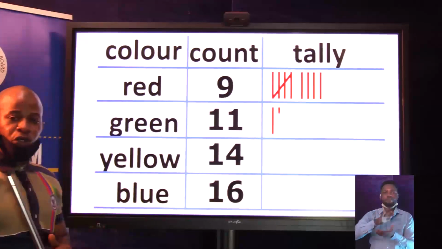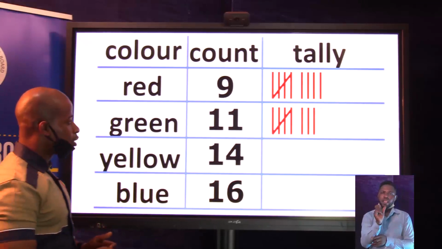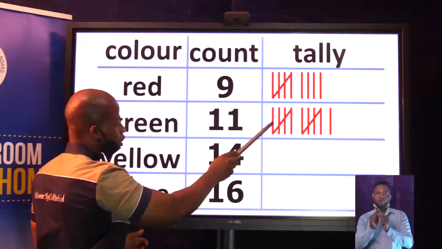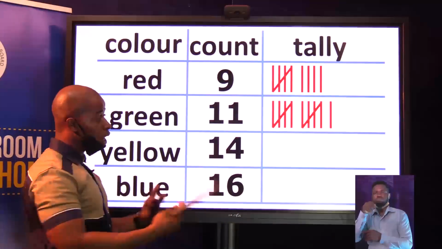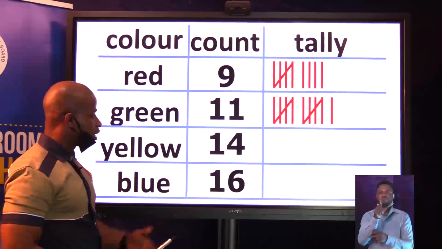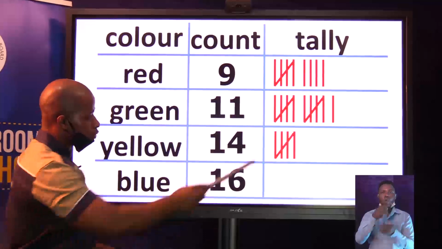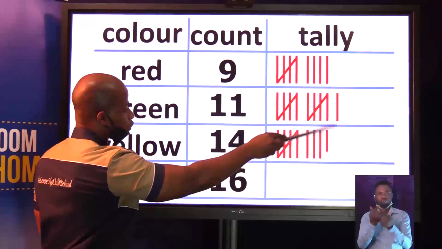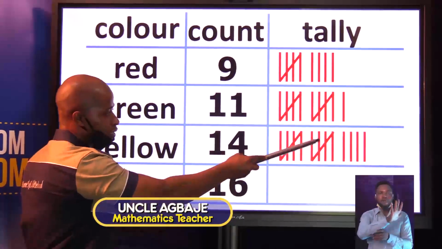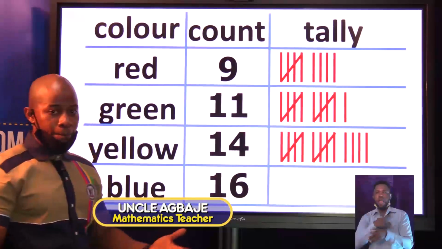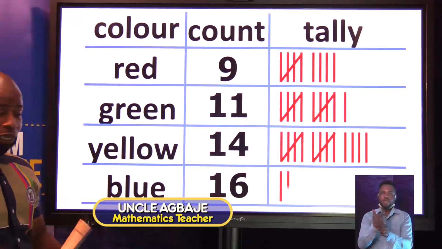Let's see how 11 is going to be represented using the tally marks. So groups of 5: 1, 2, 3, 4, 5, 10, and then 1 extra, making 11. So you count in fives. Let's see how 14 is going to be represented. Group, another one, 1, 2, 3, 4, 5, group, another 4 extra. So this is 5, 10, and then an extra 4, making 14. So that's how you read your tally chart.